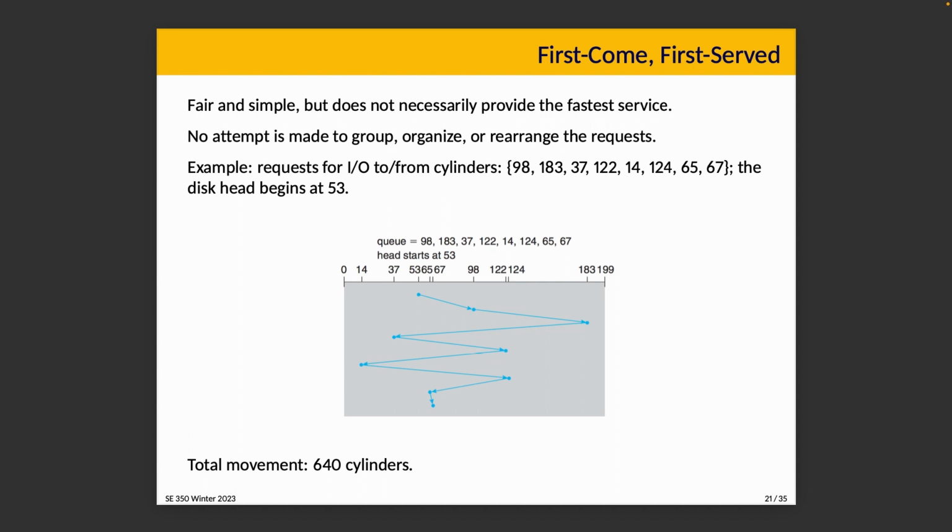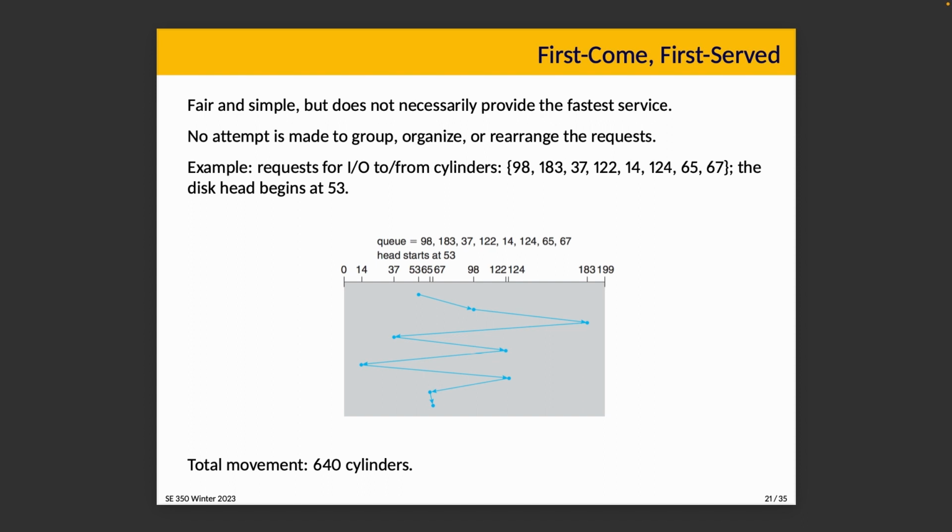Okay. This example, as I say, intentionally includes the sequence 122, 14, 124 to illustrate a problem, which is a wild swing back and forth over a long distance. It would not make sense to do this. If we could avoid it, we would maybe choose something else.